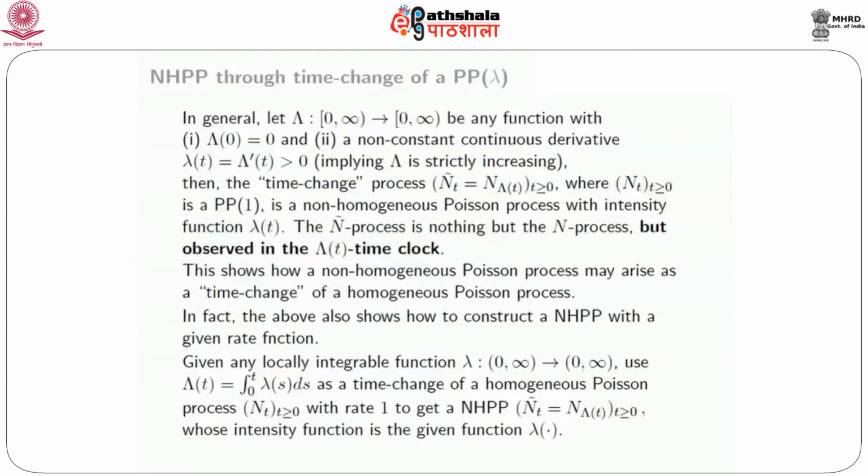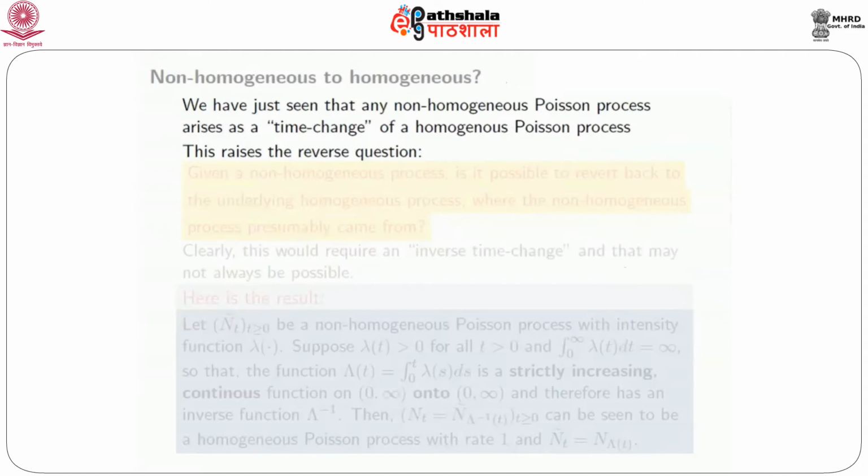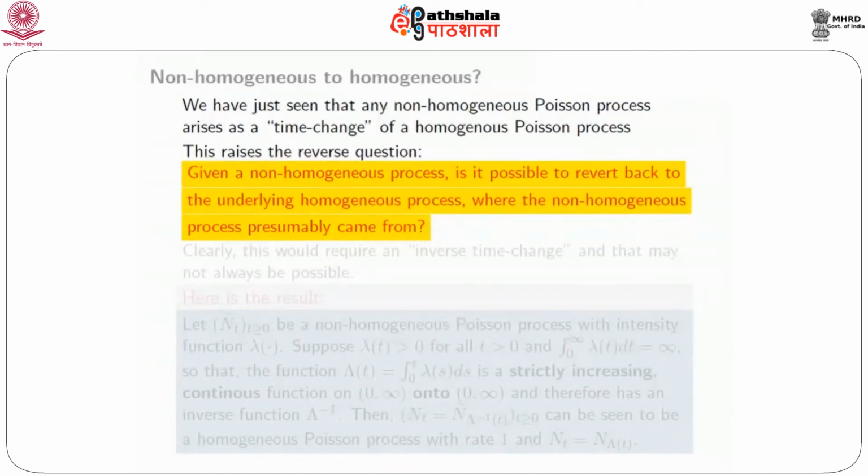The next question is, we have just seen that any non-homogeneous Poisson process arises as a time change of a homogeneous Poisson process. This raises the reverse question. Given a non-homogeneous Poisson process, is it possible to revert back to the underlying homogeneous process where the non-homogeneous process presumably came from? Clearly this would require an inverse time change, and that may not always be possible. So when is it possible?